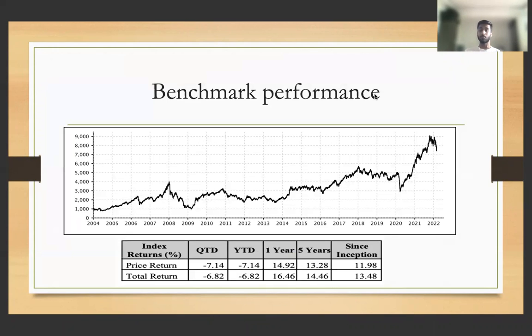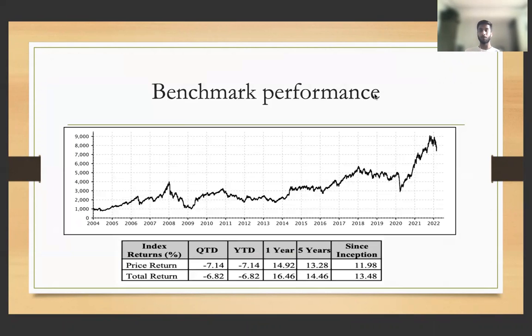Benchmark performance. Since inception, this benchmark has given around 12% returns. In this quarter, -7% returns. In the last 1 year, the index has given around 15% return, and over a period of 5 years, the index gives around 13 to 14% returns.